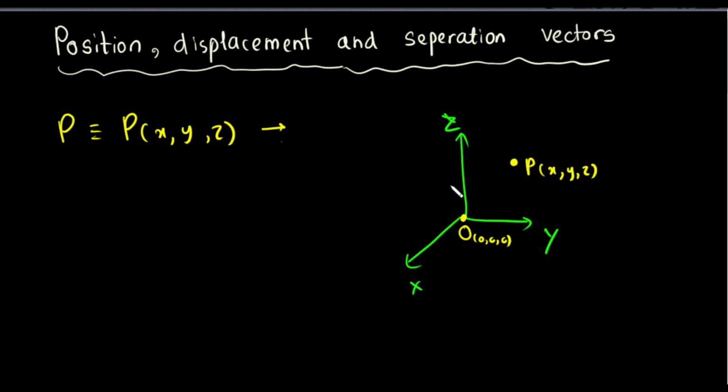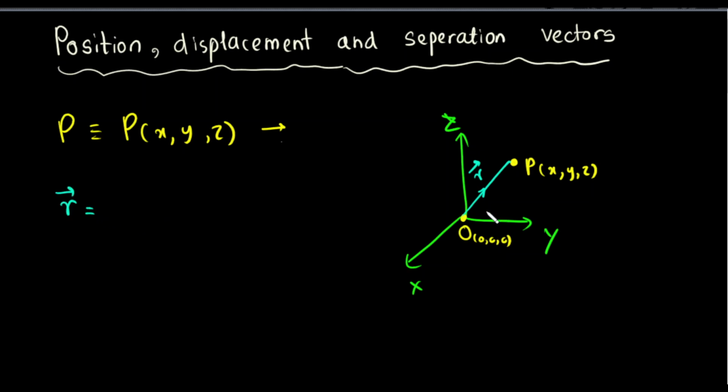Right now I'm going to draw the vector from the 0, 0, 0 to the x, y, z coordinate. I'm going to use another color here. So this is my vector. This vector can be written as R, the OP vector.